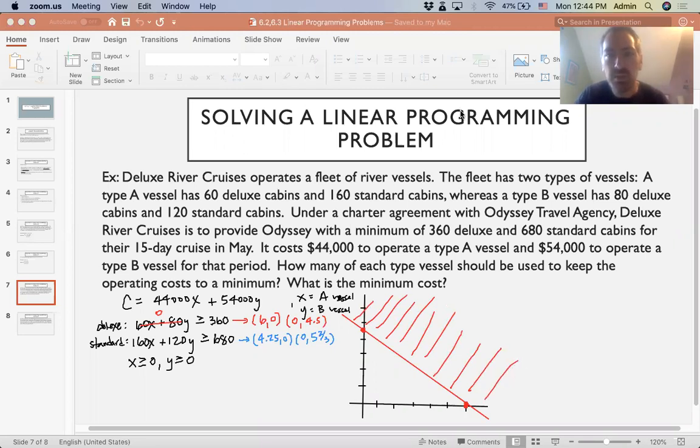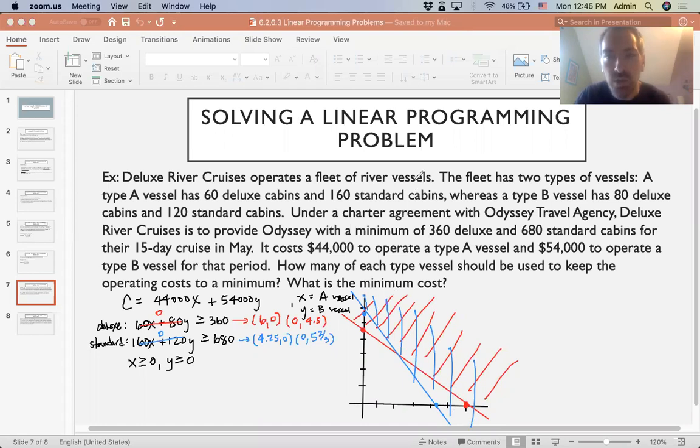Okay, so now we'll do the same thing for the second inequality. We got (4.25, 0) and (0, 5 and 2/3), 5.66 repeating. And we'll draw a line through those 2 points. And again, if we choose the test point (0, 0) and plug that in, the left-hand side becomes 0, and 0 is not greater than 680. So again, we'll shade on the side opposite of the origin.